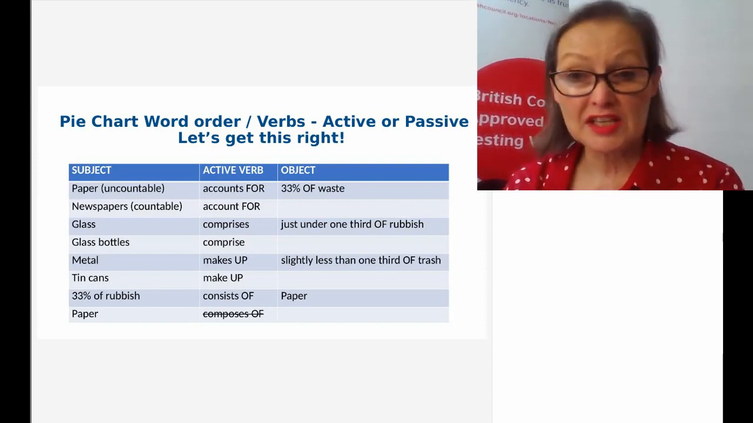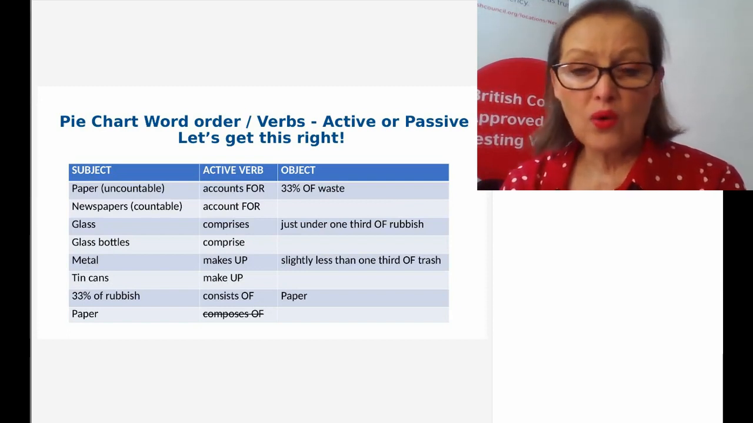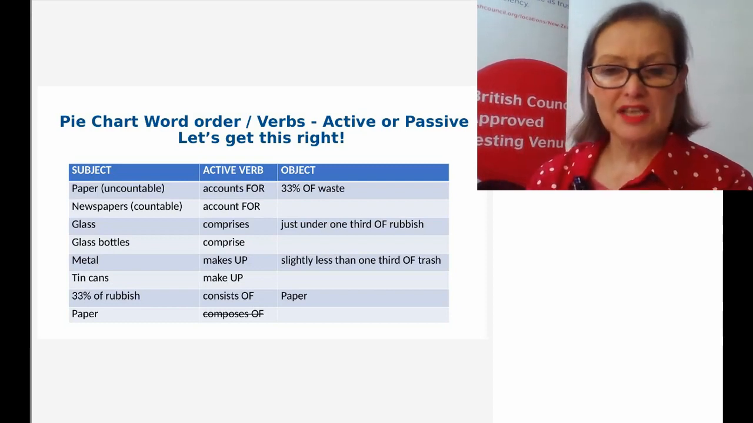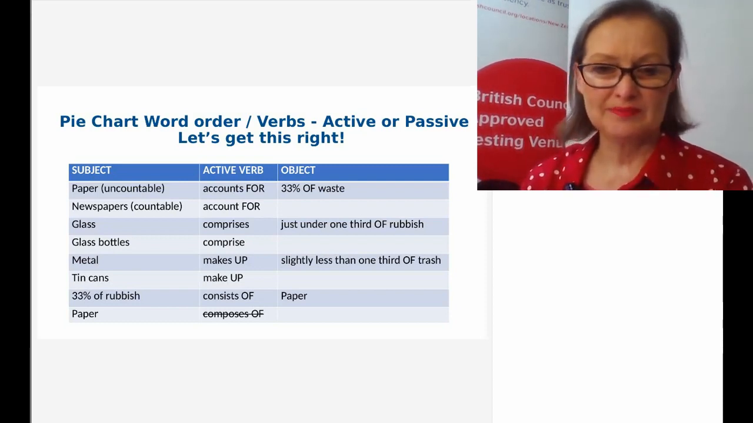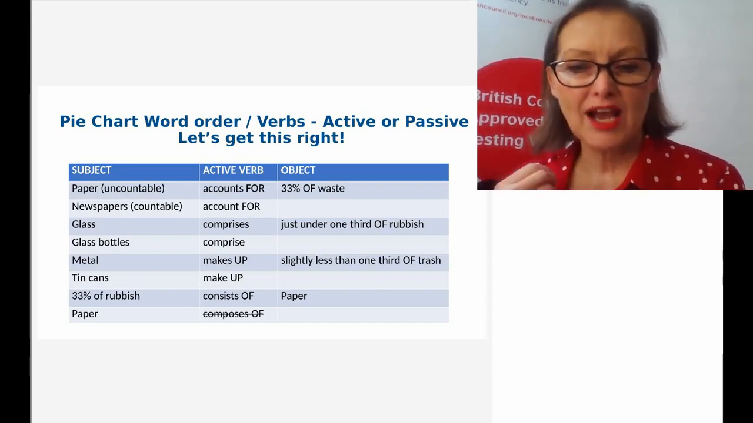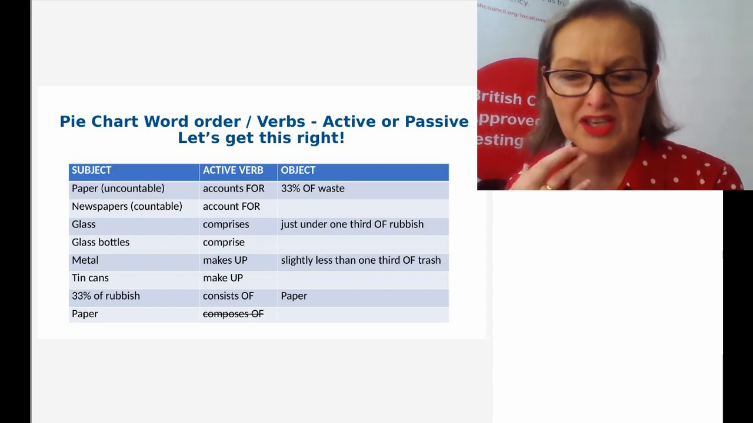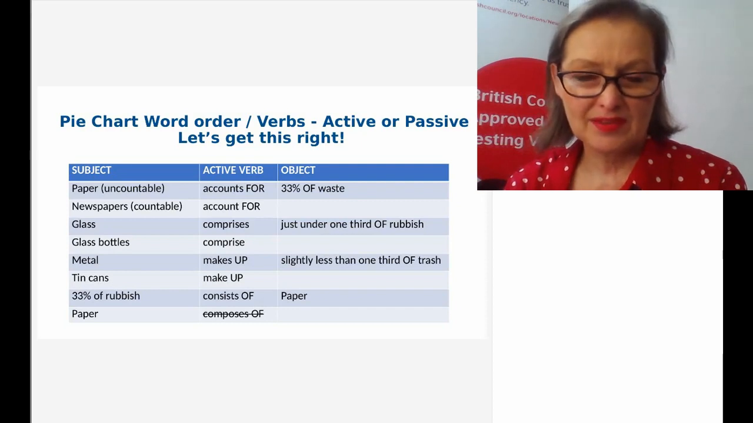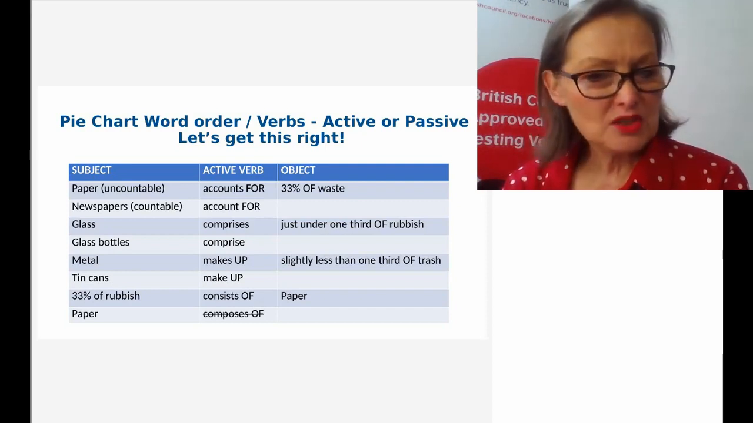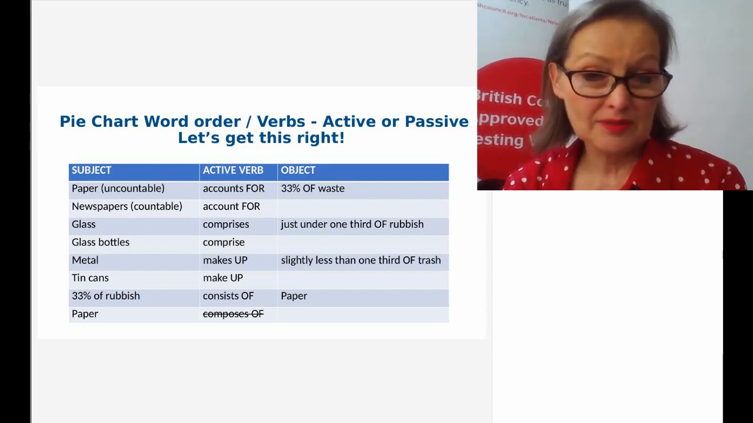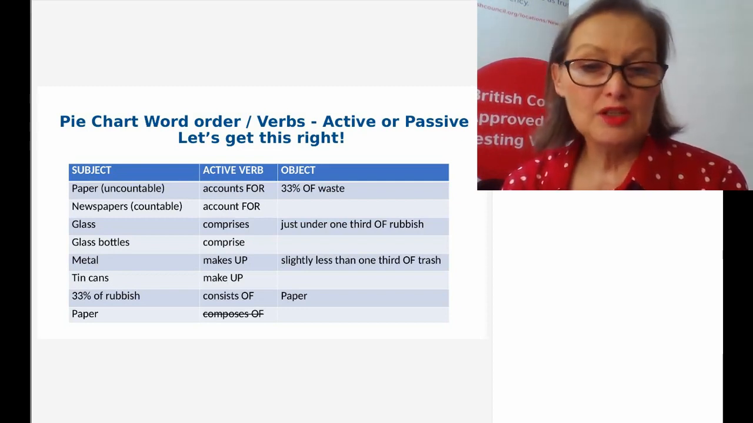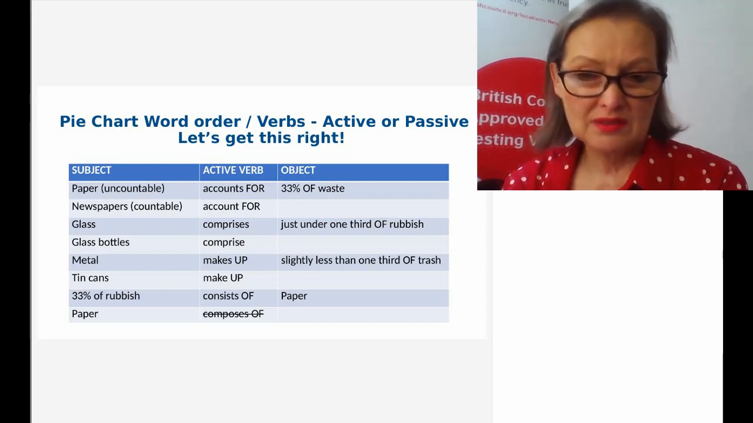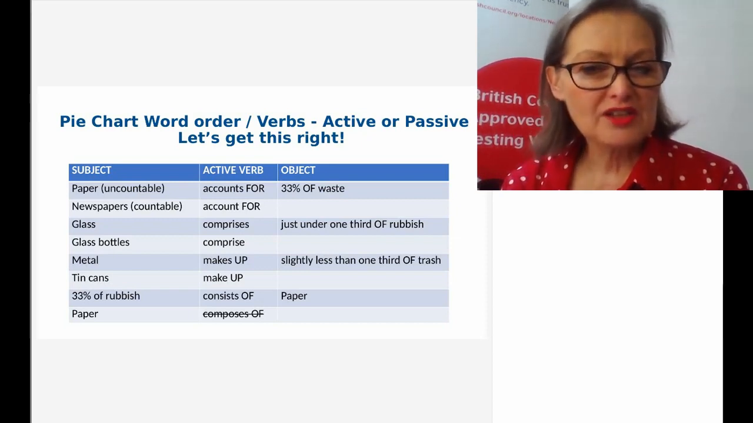So I suggest you take a screenshot of this if you are able, or I'll give you a minute just to jot it down. But let's have a look at the active verbs that we use. So we could talk about paper accounts for 33% of waste. And do note the prepositions. But if we're talking about newspapers, which are countable, we're going to talk about newspapers account for. So watch that third person singular.